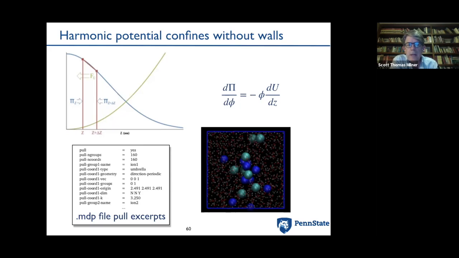And to do that, we use these pulling options in the simulation and generate them with a little script, because there's lots of lines. There's a block of those pulling options for every single ion in there. So we have to generate those with a little script.